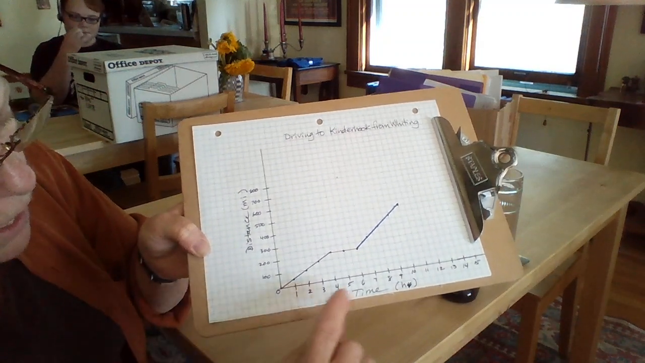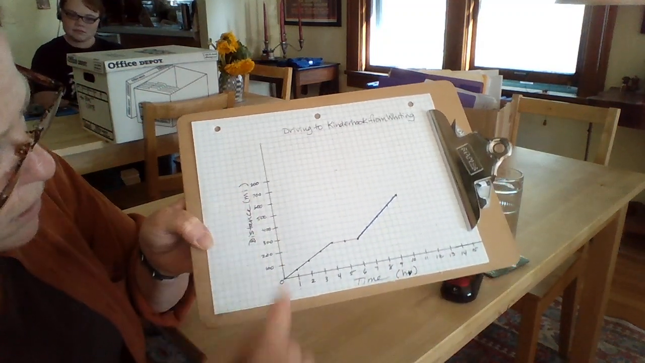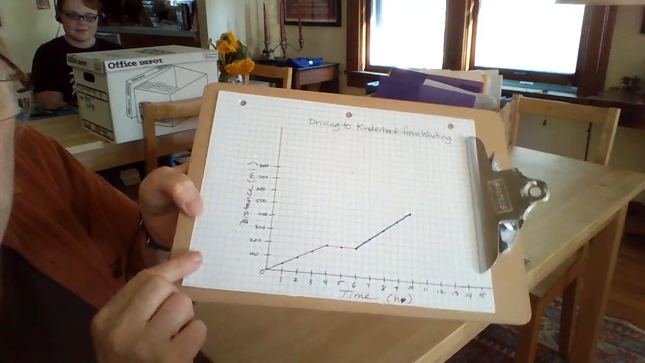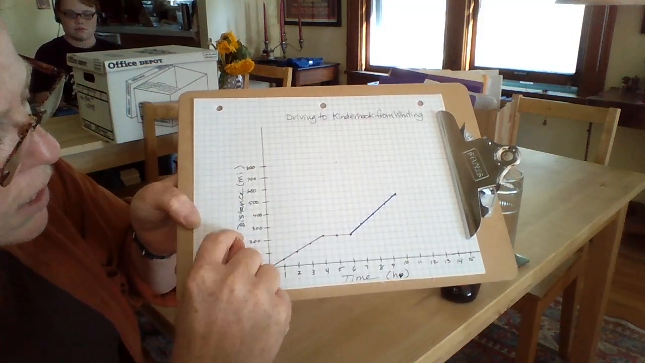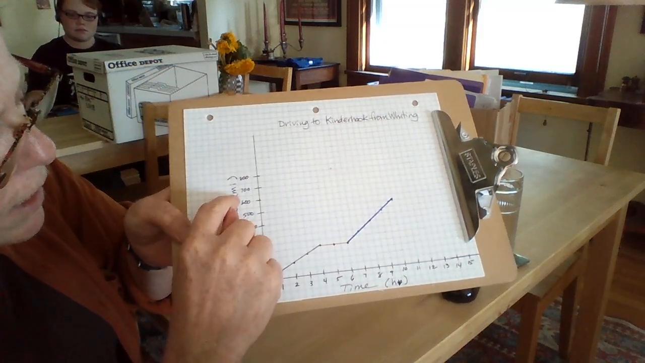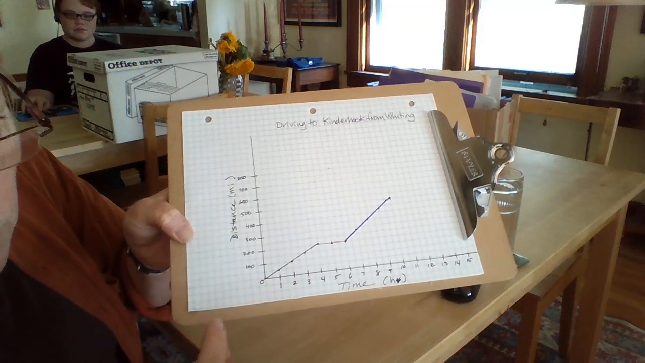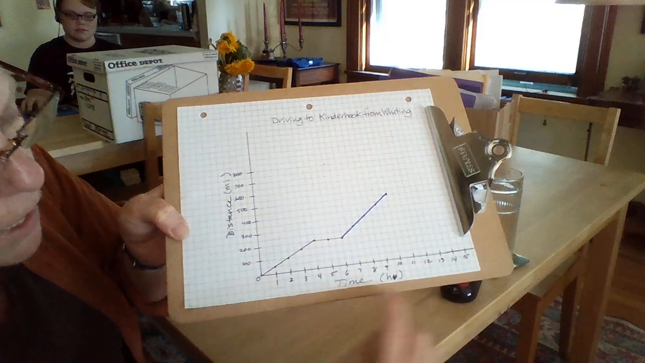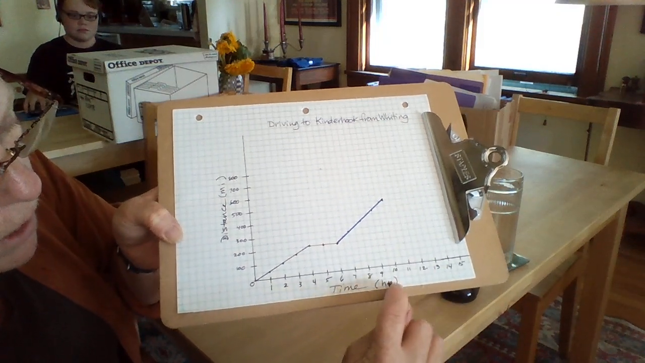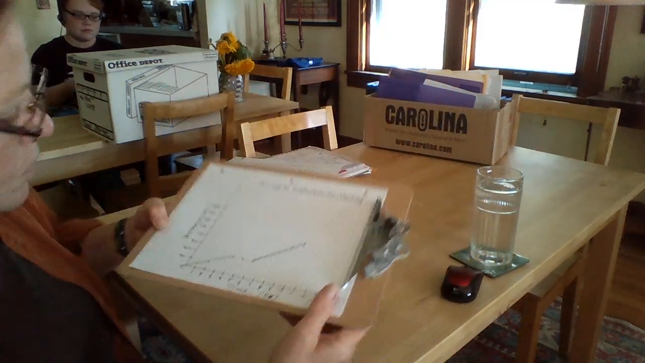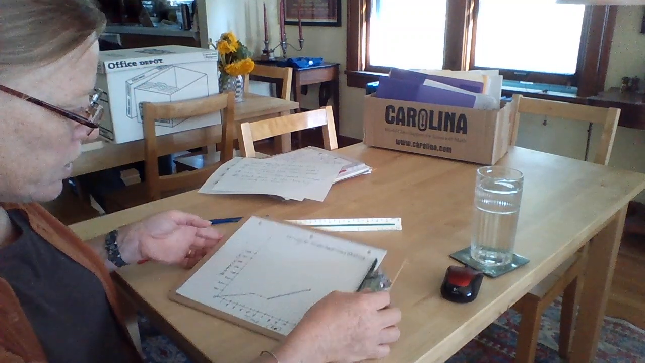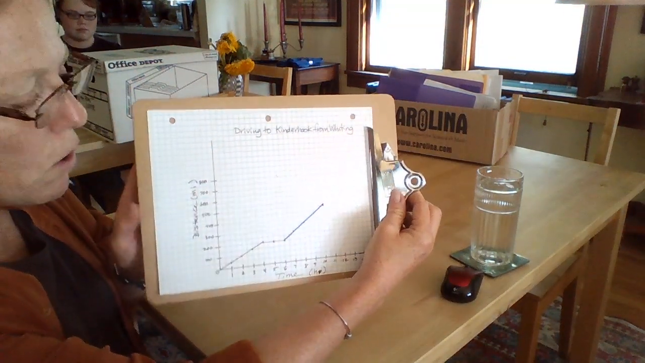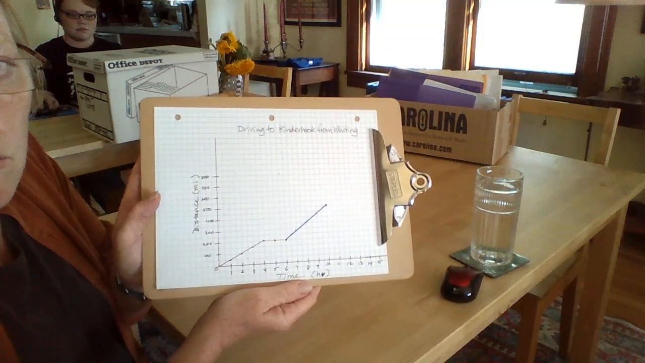Each axis has a label and units. And on a basic graph of motion, the y-axis, the vertical axis, the up and down one, takes distance. And here we have miles. And the x-axis takes time. And here we have hours. Okay? So that is our first question answered. What are all the things on your graph?